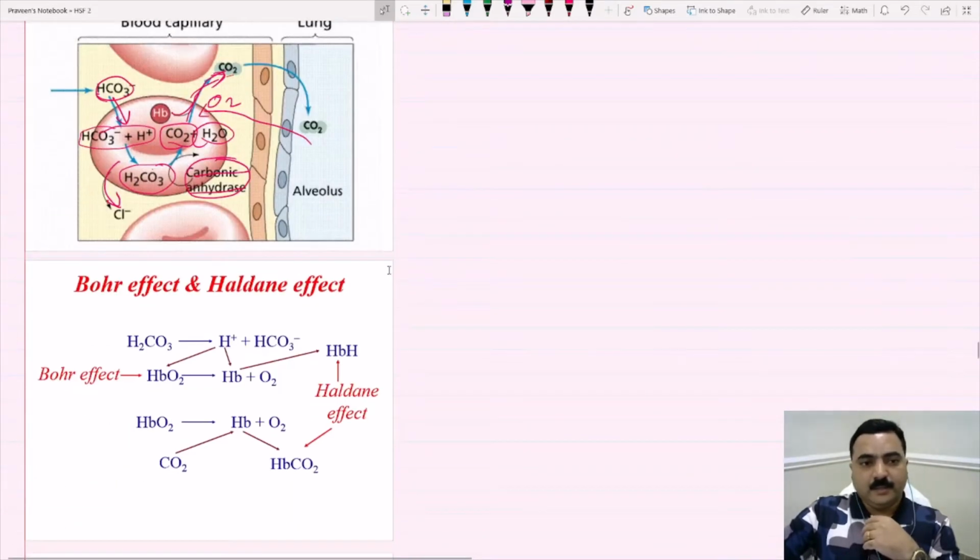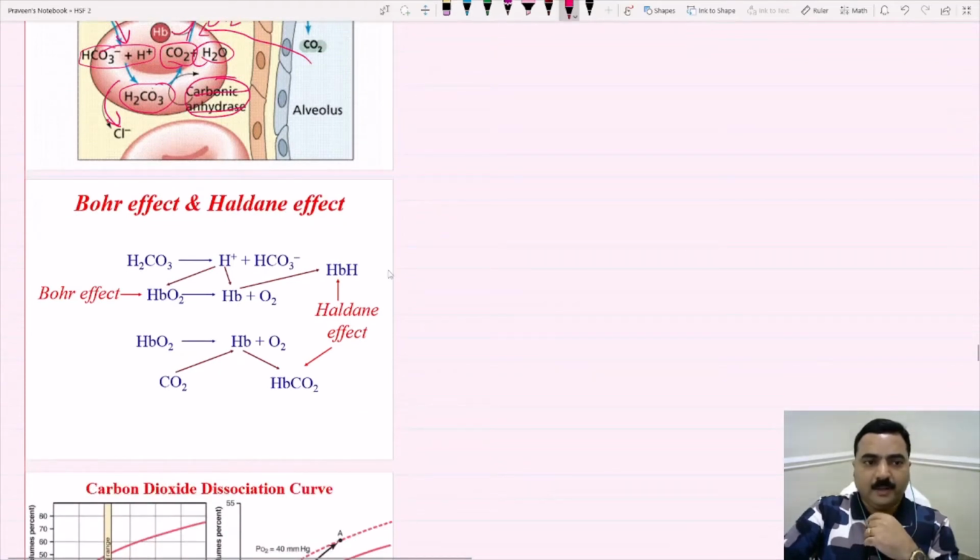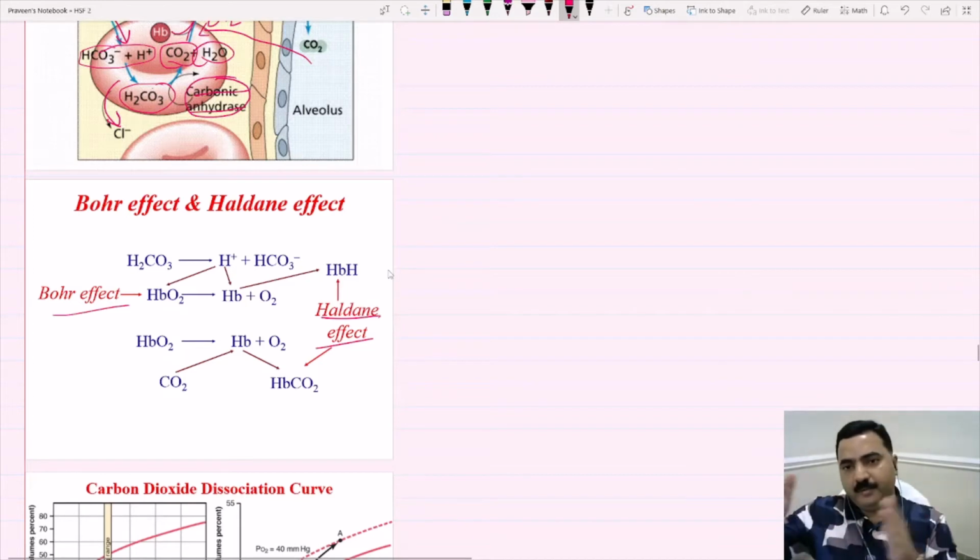Let's discuss the Bohr effect and the Haldane effect. Just now we have discussed the Bohr effect and the Haldane effect. Let's see the magnitude of the Haldane effect. Previously we discussed the Bohr effect in the case of the oxygen hemoglobin dissociation curve. We have seen how the shift can happen, right shift versus left shift, because of the Bohr effect.